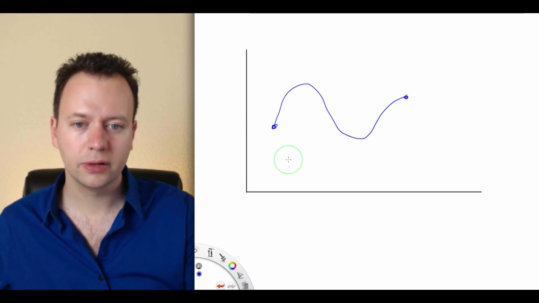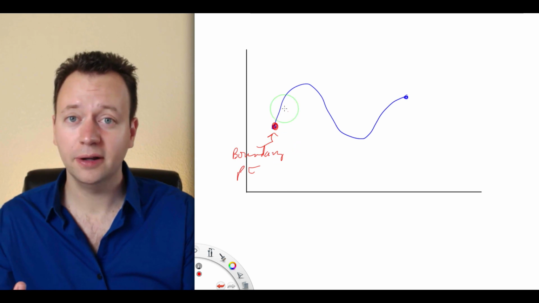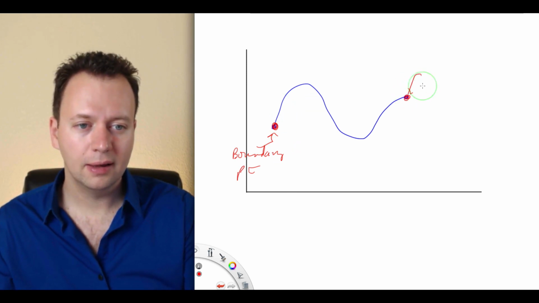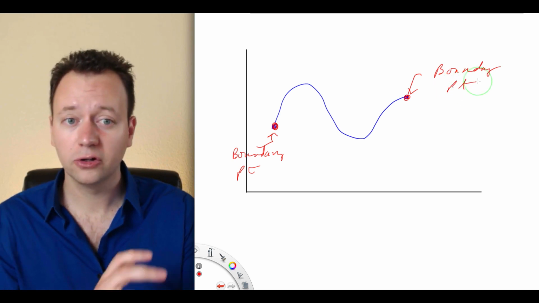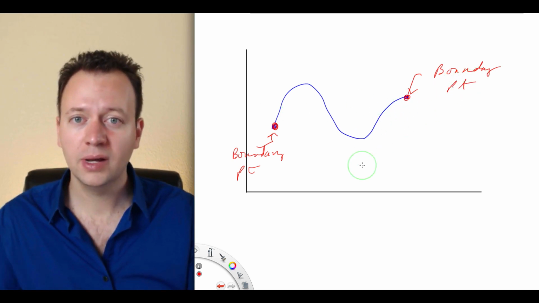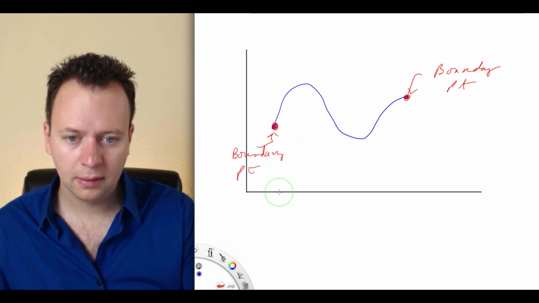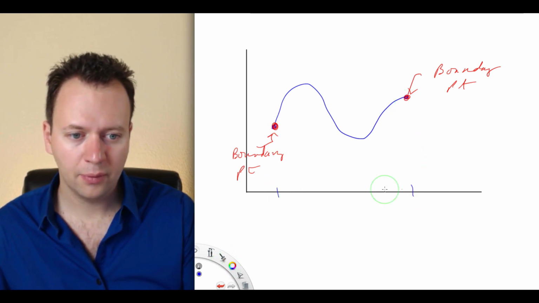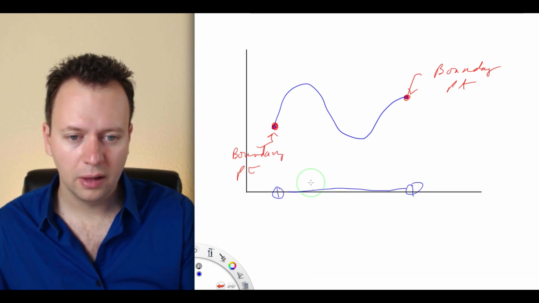So here's a function. This point is a boundary point because the function stops there. And then this point is a boundary point, again, because the function stops right there. And everything in between is interior points. So from here to there, the open interval, these would be the interior points.